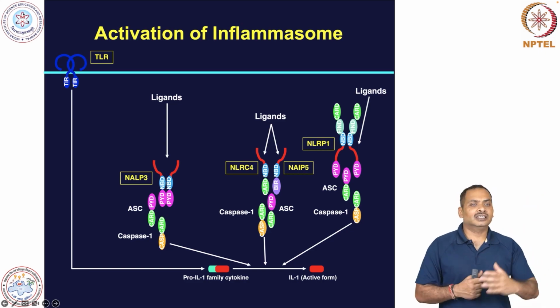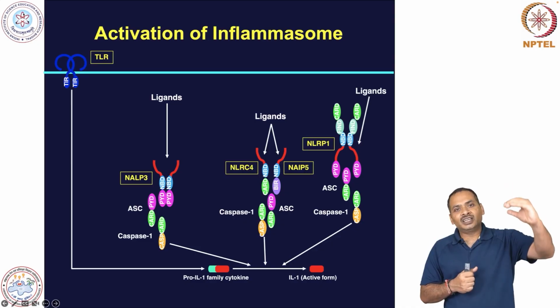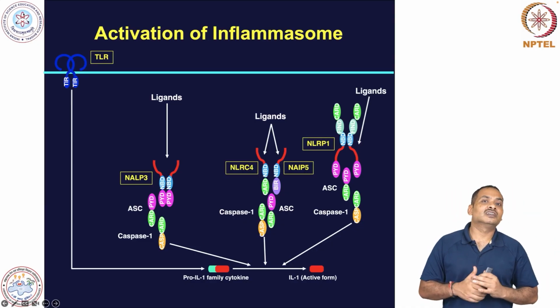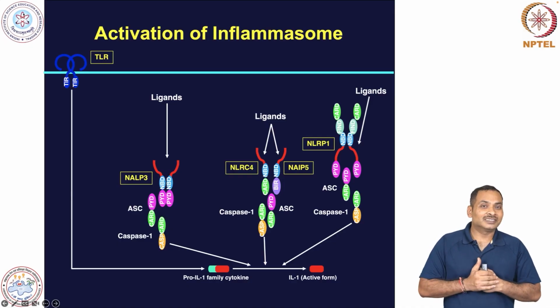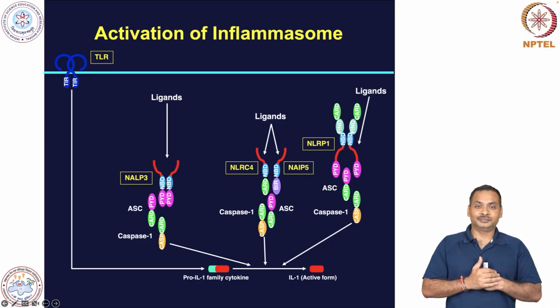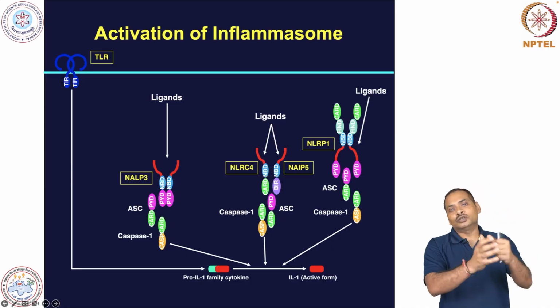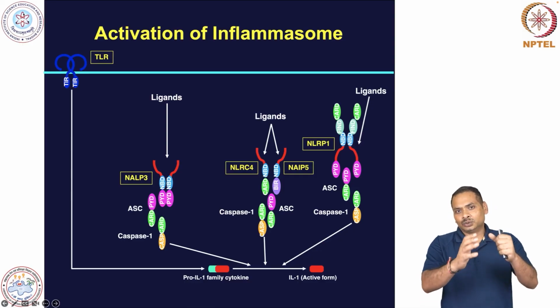Here you can see, for your convenience, I put TLR. So there will be TLR-mediated NF-kappa B activation. This NF-kappa B activation will result in a greater amount of protein in the cell: more procaspase, pro-IL-1 and ASC. This is signal 1, and signal 2 basically drives the oligomerization of these NLRP family members.